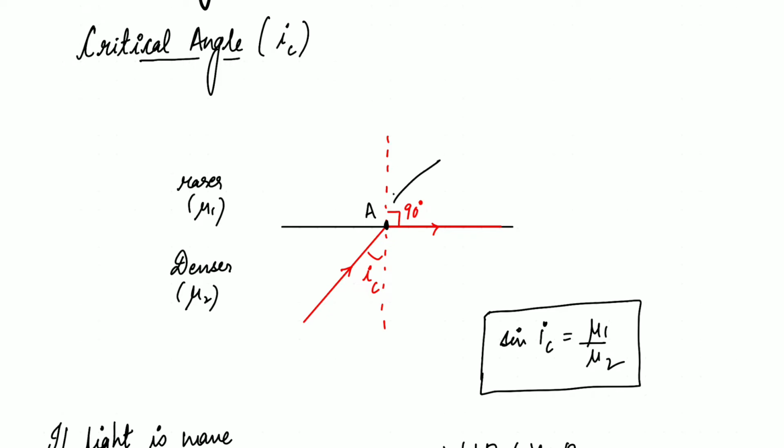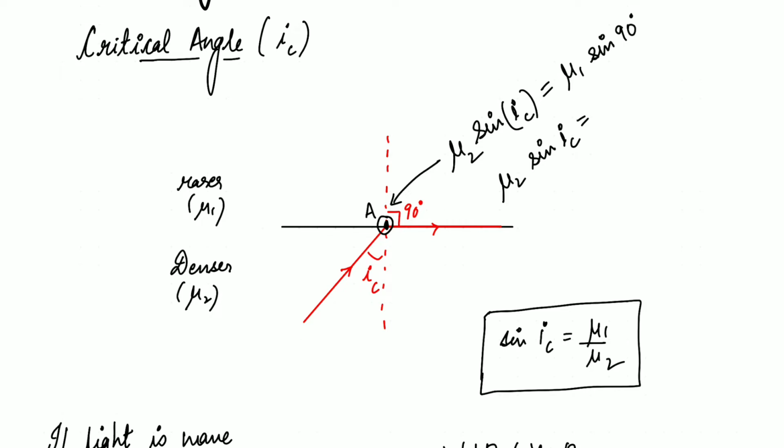So we all know we can apply Snell's law at your point A, so that will be very simple, written as nu2 times sine of angle of incidence, that is basically the critical angle, will be equal to nu1 times sine of angle of refraction, that is basically your 90 degree, right? So you can further write this as sine of critical angle IC equals nu1 upon nu2. I hope that is understandable, right?